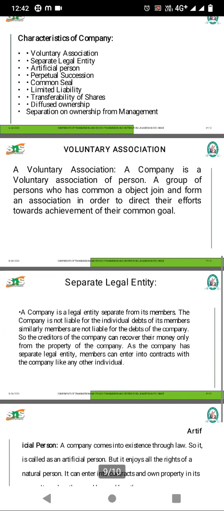Next, separate legal entity. A company is a legal entity separate from its members. The company is not liable for the individual debts of its members. Similarly, members are not liable for the debts of the company. So, the creditors of the company can recover their money only from the property of the company. As the company has a separate legal entity, members can enter into contracts with the company like any other individual.